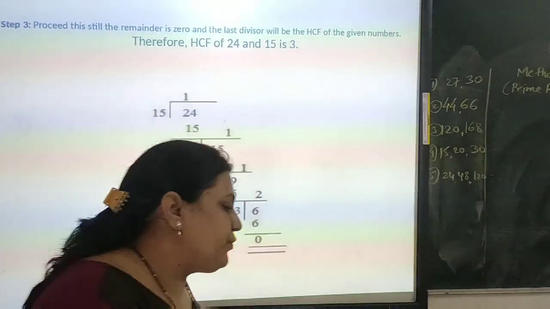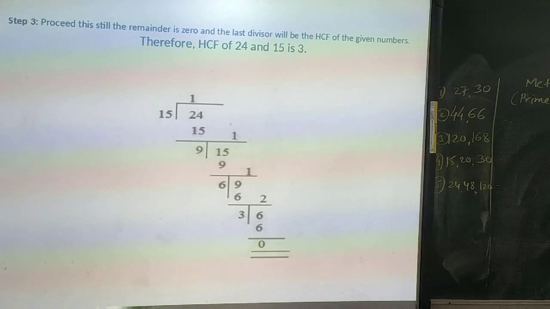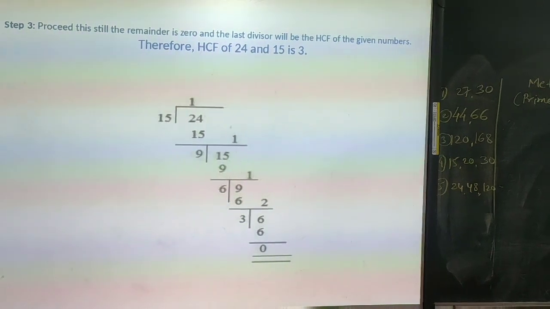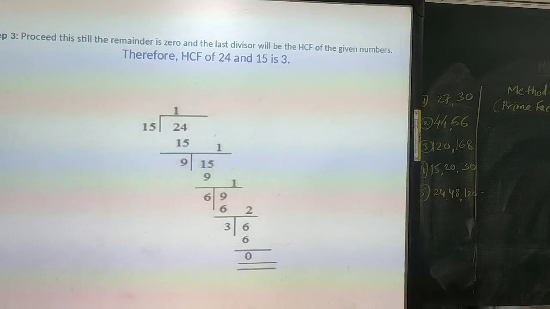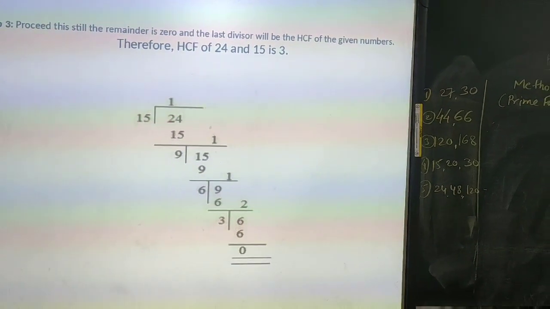Okay, so the SCF of 24 and 15 is 3. So children, these are the two methods to find the SCF: prime factorization method and long division method. Now I am going to show you a few examples on the board so that you will understand this better.